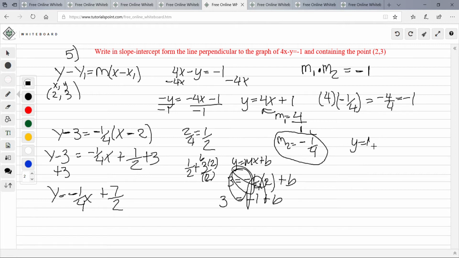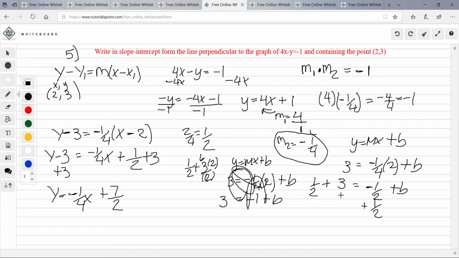So we're going to use y equals mx plus b. We know that our slope is -1/4, our x is 2, plus b, and our y is 3. Negative 2 over 4 is negative 1/2. Going to add 1/2. So 1/2 plus 3 is, there we go, 6 plus 1 is 7. So 7/2 equals b. Put it in the formula: y equals -1/4 x plus 7/2. So we know this is true, so this is our final answer.